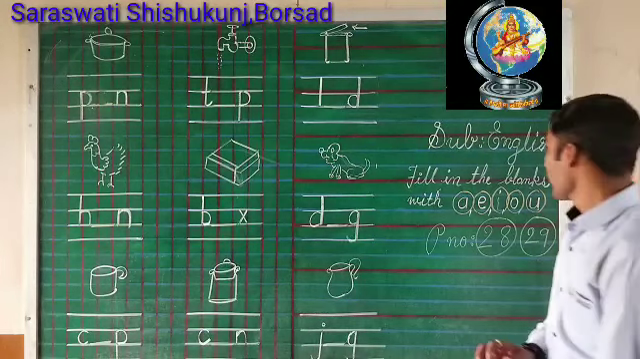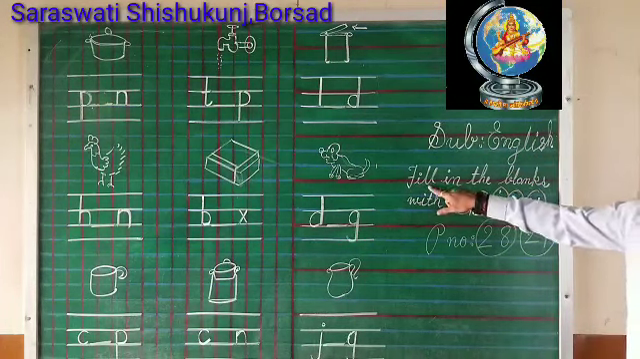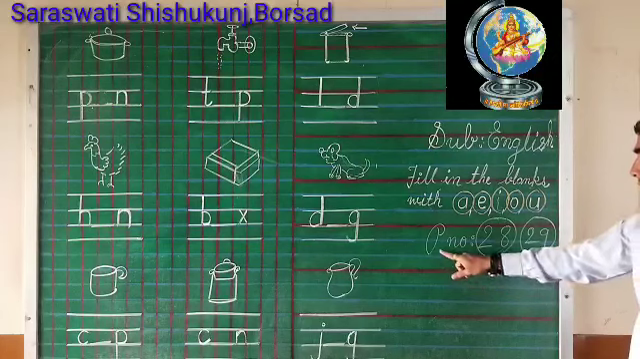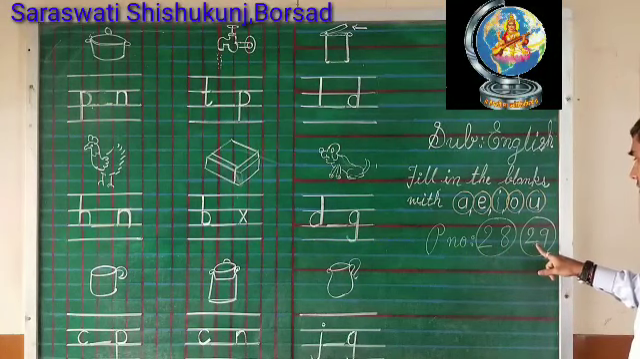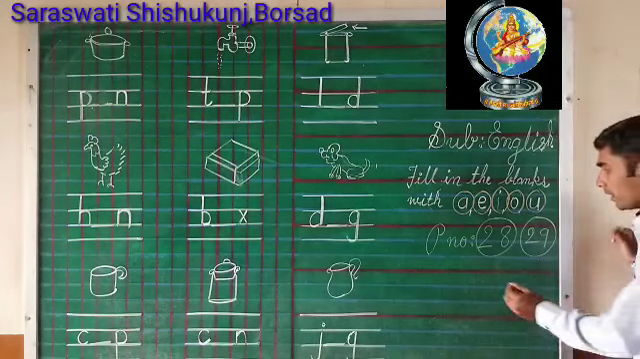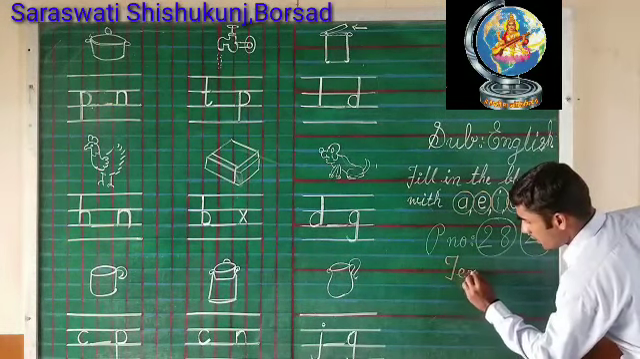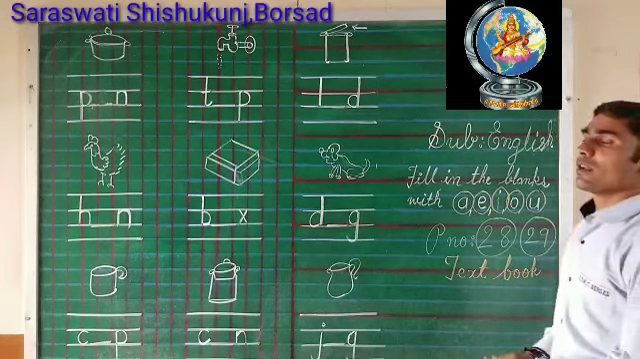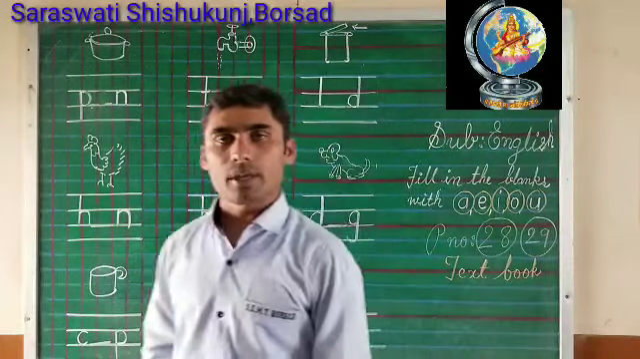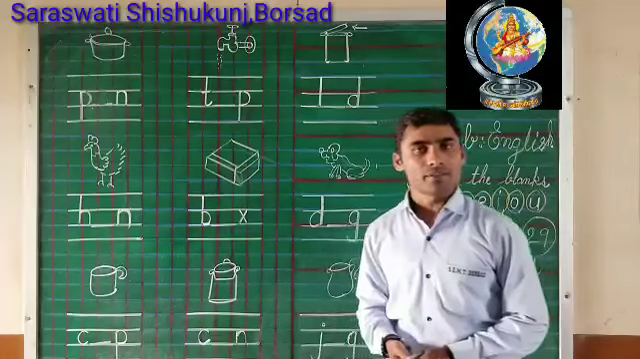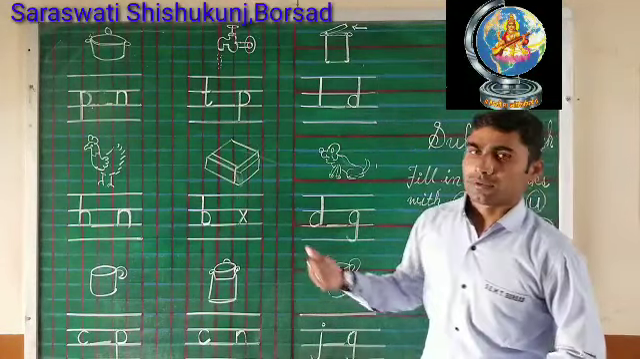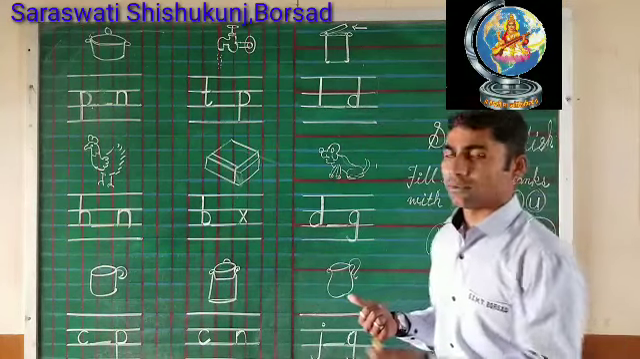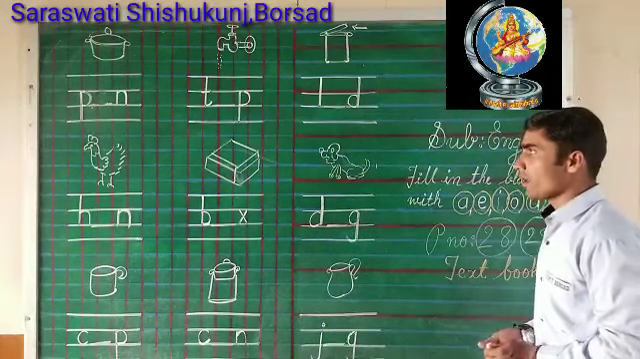Subject English, fill in the blanks with A, E, I, O, U. Page number 28, 29, textbook. Done. Kids, the topic is very easy. If you know the phonics very well, then you get the answer very easily with the help of phonics. Okay, let us start.